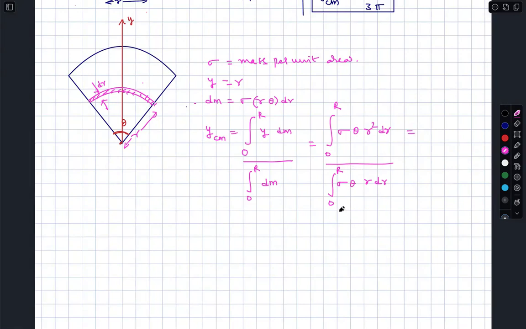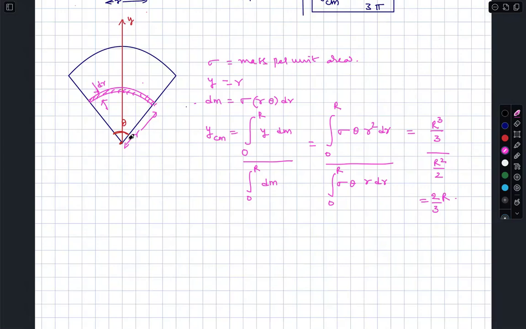Now in this, sigma is constant, theta is constant. Ignore. So what you are going to get here is R cube by 3 divided by R square by 2, which is nothing but 2 by 3 R. And that's the location of center of mass.